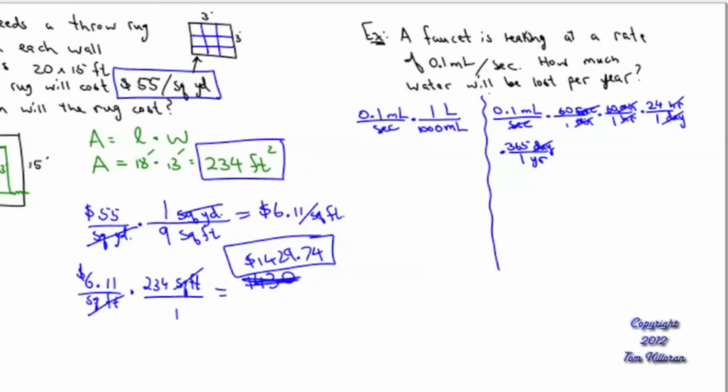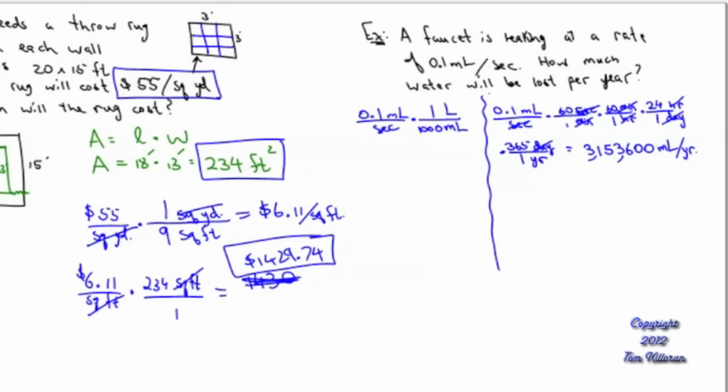That's why calculators were invented, for numbers that you do not want to calculate. 3,153,600. Make sure you can type those in and get that answer. What's the measurement here? Milliliters per year. Wow. 3,153,600 milliliters. I don't know what that is though.